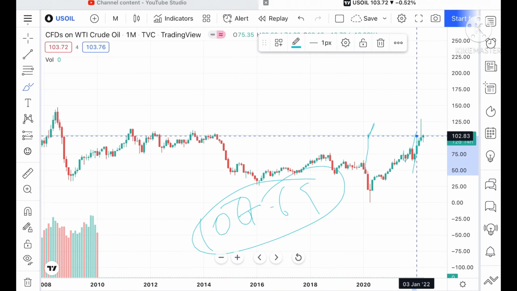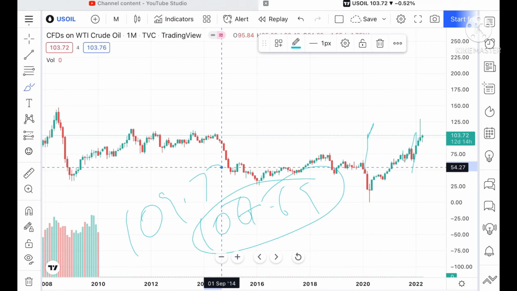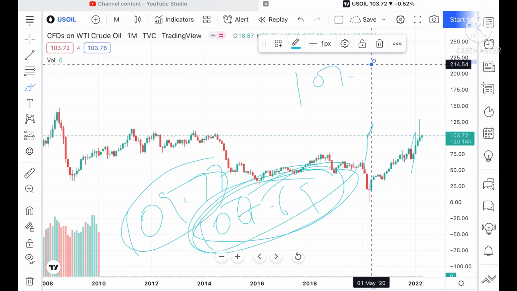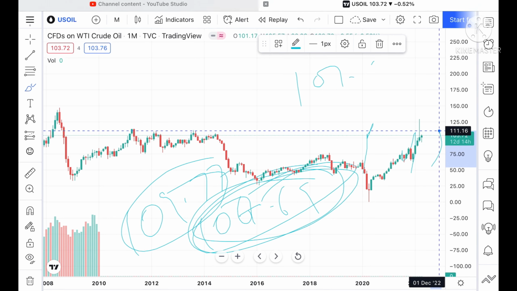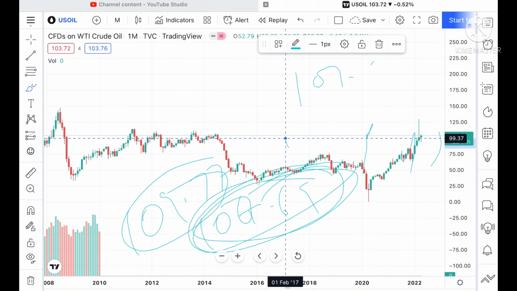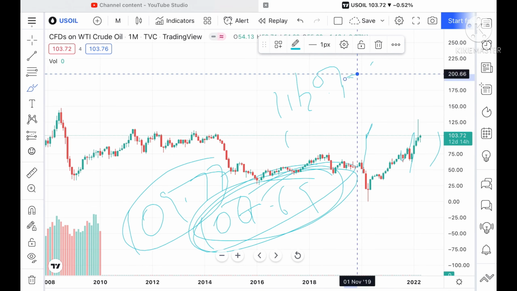Okay, suppose if the price goes above this level, then we can see it can go further upside towards a level of 109.77. If it sustains 107.65, we can see a level of 109.77. Okay, and these levels have already been tested here twice, 109.77. Okay, and from there we can see it can go further upside towards a level of 112.55.